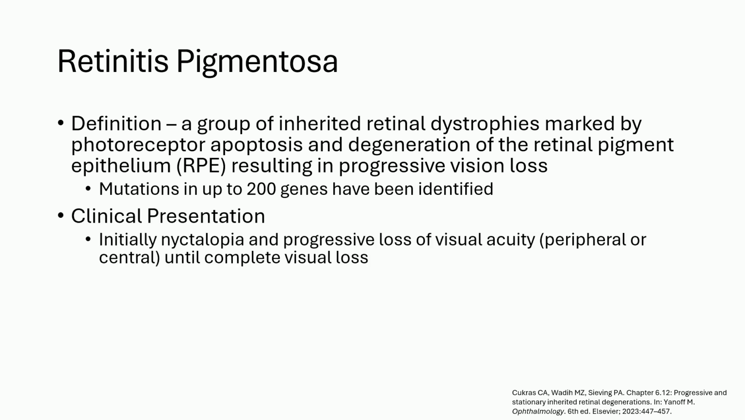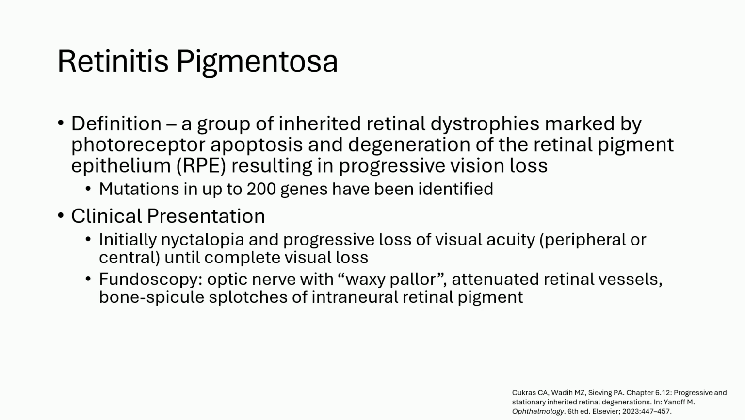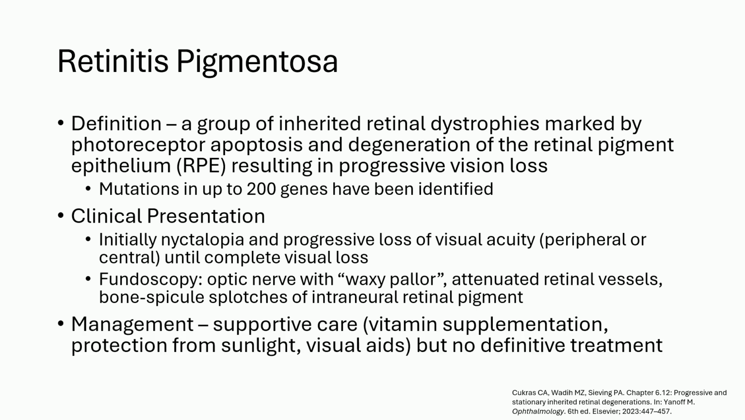And it can present very differently, but it's usually onset at a young age, and there's usually initially nyctalopia and progressive loss of visual acuity, which could be peripheral or central, until you have complete visual loss. And fundoscopy is going to show potentially an optic nerve with a waxy pallor, attenuated retinal vessels, and bone spicule splotches of intraneural retinal pigment. And as we all know, management for this is really just supportive. There is no definitive treatment for retinitis pigmentosa, but there is a lot of research going on and a lot of clinical trials in industry to try to find that definitive treatment.